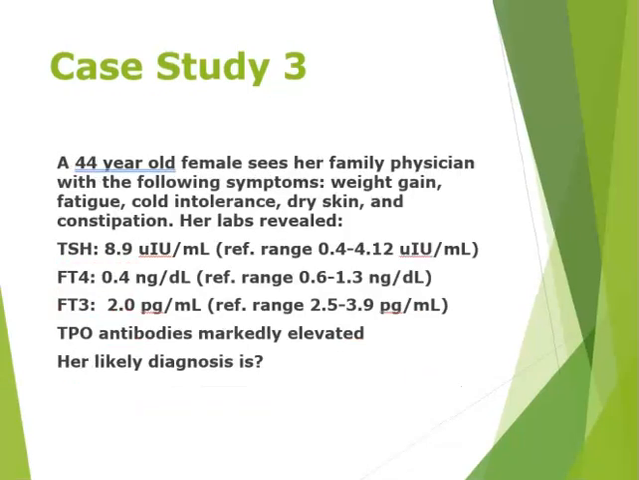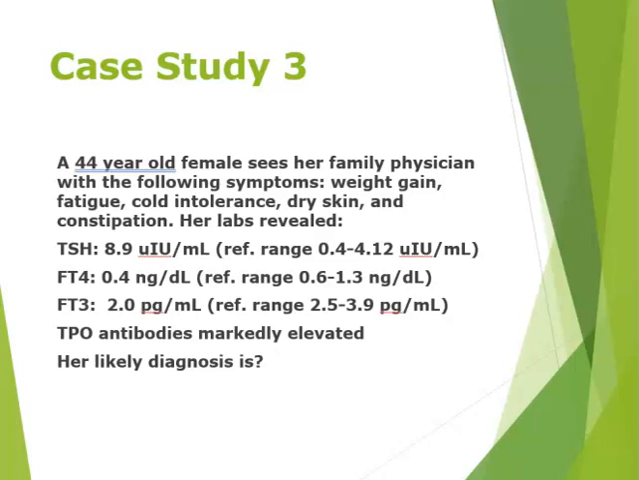Okay, let's do one more case study, case study 3, before we go on to the parathyroid information at the end of this lecture. We have a 44-year-old female that sees her family physician with the following symptoms. She has weight gain, fatigue, cold intolerance, dry skin, constipation, and here are her lab results as follows. She has a TSH of 8.9, a free T4 of 0.4, a free T3 of 0.2, and her TPO antibodies are markedly elevated. So what is her likely diagnosis?